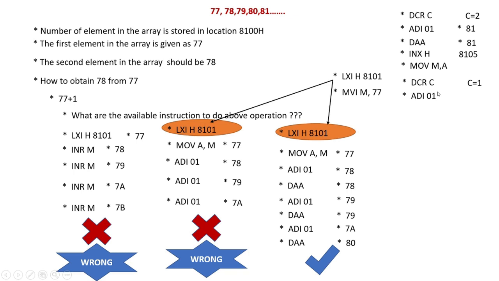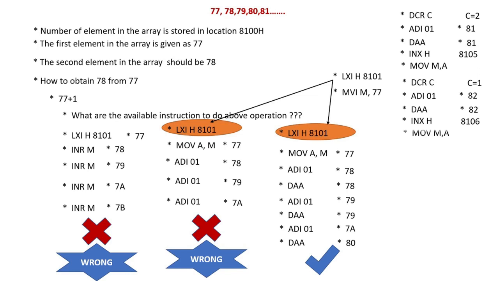That is ADI 01. Now the content of the accumulator is 81. With that, 01 gets added. After execution of this instruction, the content of the accumulator becomes 82. Again, in order to convert this into BCD, we can use DAA. After the DAA instruction, the result is still the same, 82. In order to save this result, we need to point to the next location. In order to point to the next location, we can use INX H. After execution of this instruction, the memory pointer will point to location 8106.